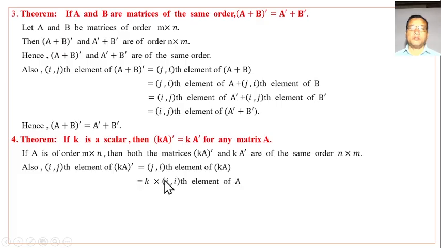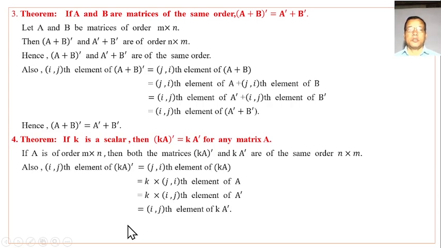That is K times the jith element of A, then K into the ij element of A transpose. Transpose interchanges the corresponding element positions. Then the ij element of K into A transpose is the ij element of K A transpose.